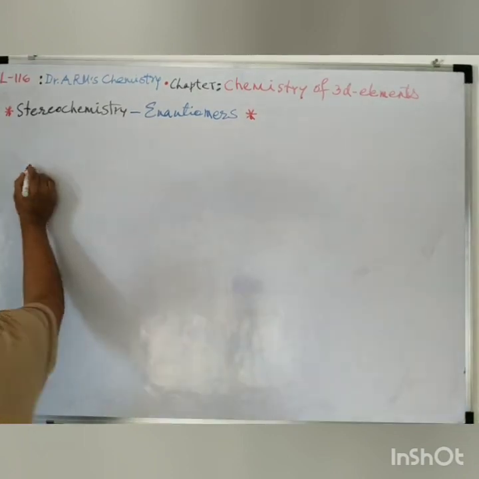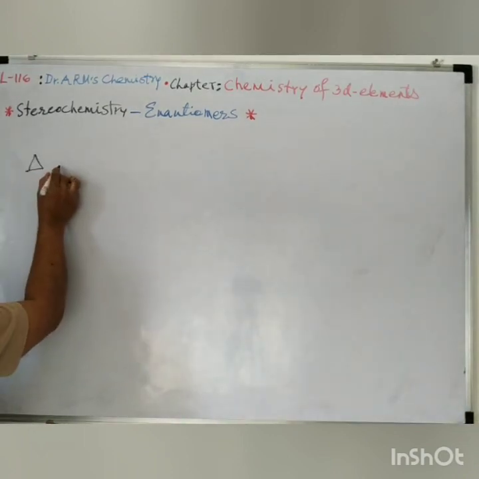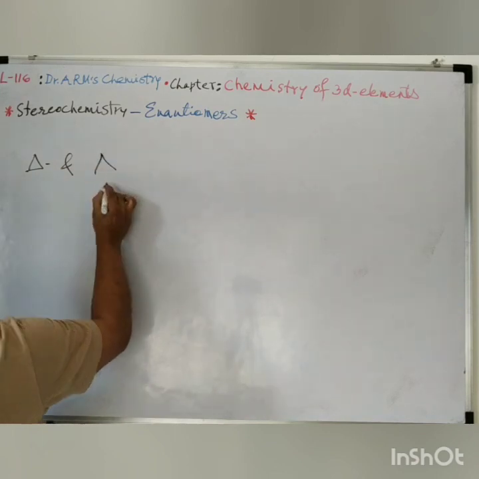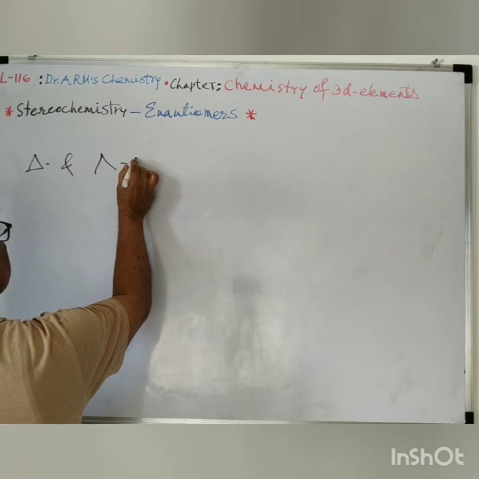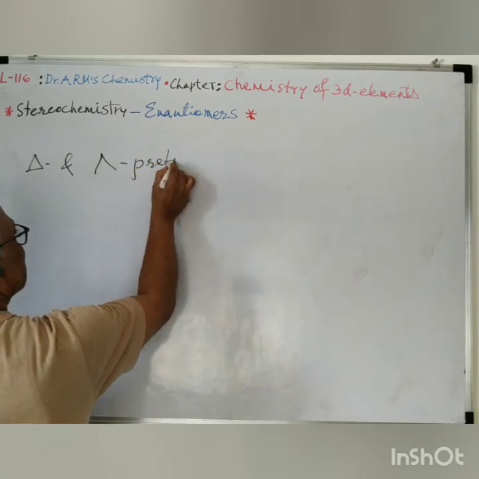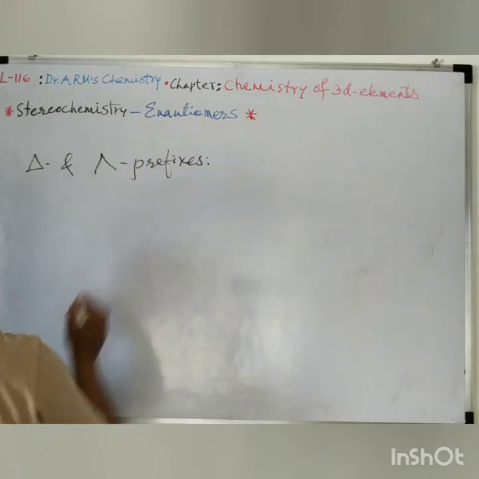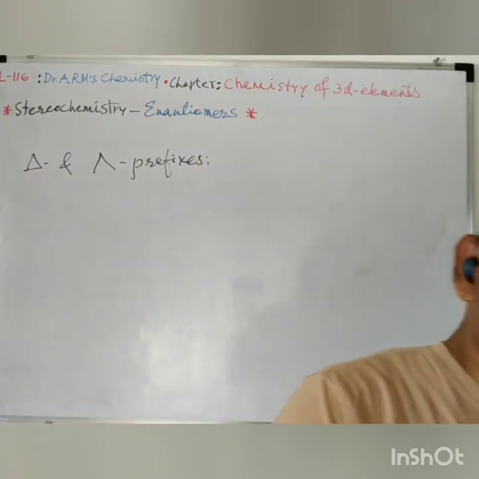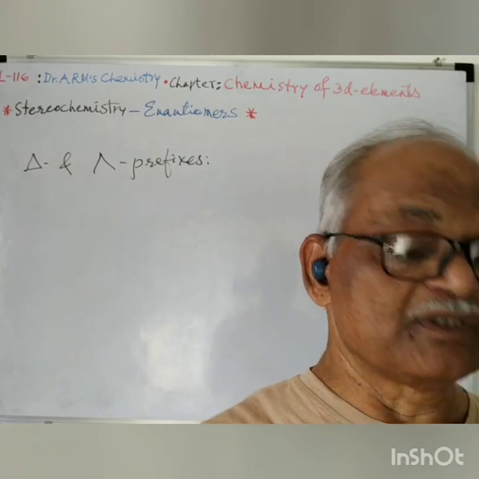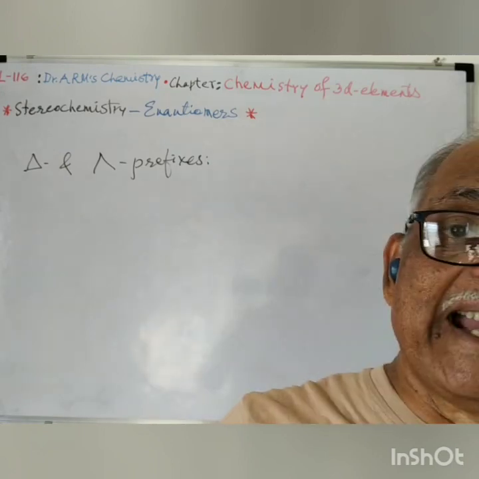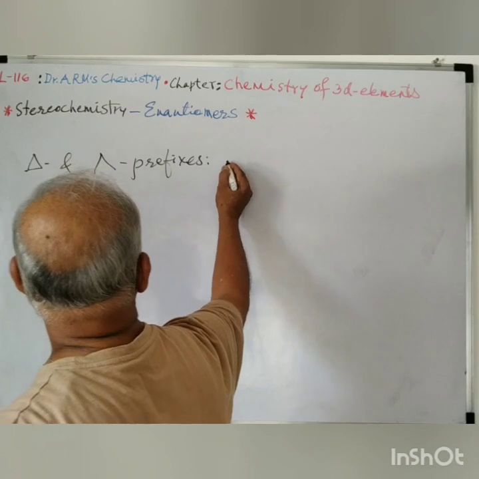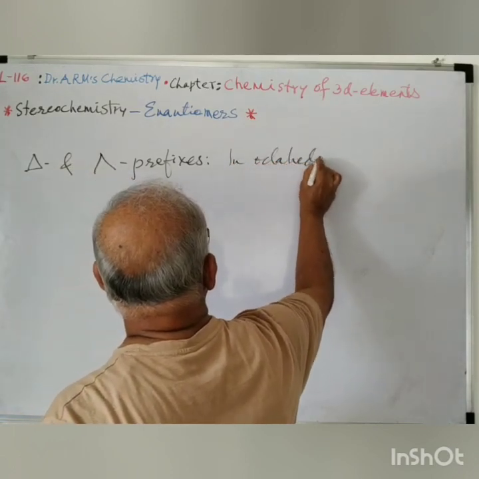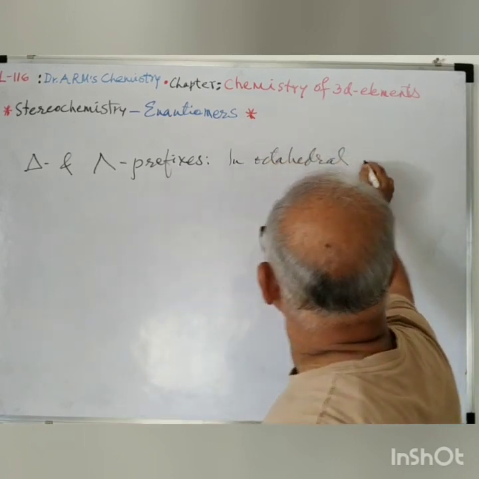Delta and lambda prefixes. So these are also enantiomers in octahedral structure. So they are in octahedral complexes.